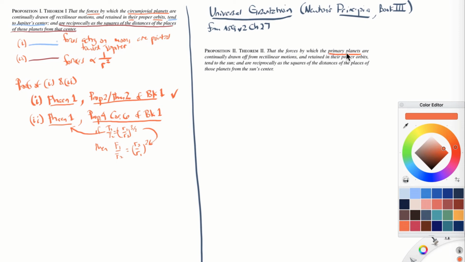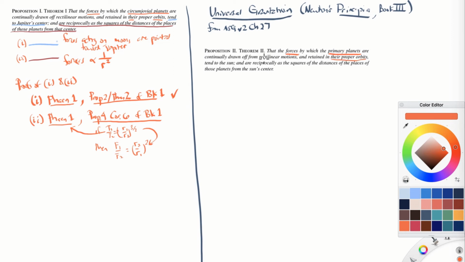So here he's talking about the primary planets. Those were the 5 planets known at the time: Mercury, Venus, Mars, Jupiter, and Saturn. Remember, Uranus, Neptune, and Pluto were not known at the time of Isaac Newton. Now, he's considering the forces that are holding these primary planets in their orbits, right?